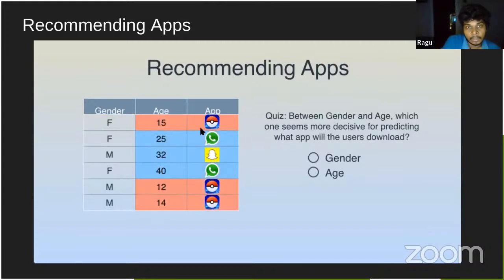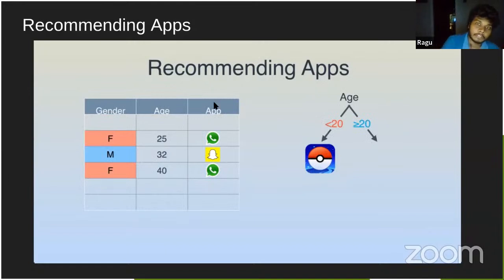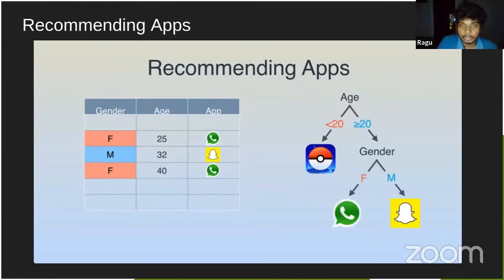Ages less than 15 are using Pokemon Go, and ages greater than 15 are using other apps. So this is a clear split. Then you have to again split the data by gender. If they are female, they are using WhatsApp, and if male, they are using Snapchat.